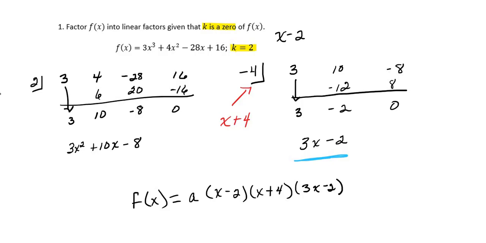Okay, so when I'm putting this together, I want to double check to be sure that I don't have a constant here that's a factor. So if I were to multiply my first term in each of these parentheses, x times 3x, I get 3x cubed, which is what I'm supposed to have here. So I don't really need a constant for a factor, so this is my answer.